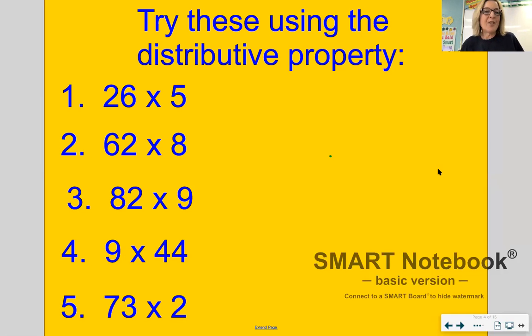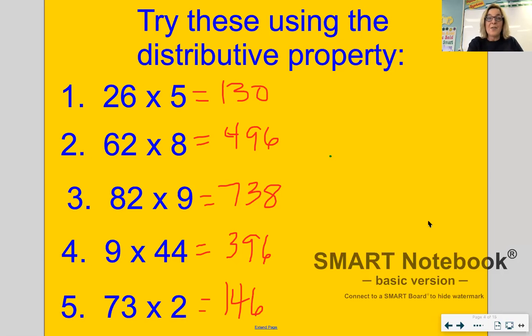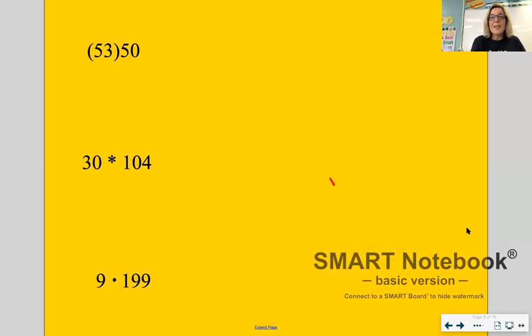So I want you to just write these problems down, pause the video, and solve them using the distributive property. Okay, how'd you do? Take a look, and then we'll move on to something else. Okay, so the same strategy can be used with larger numbers.